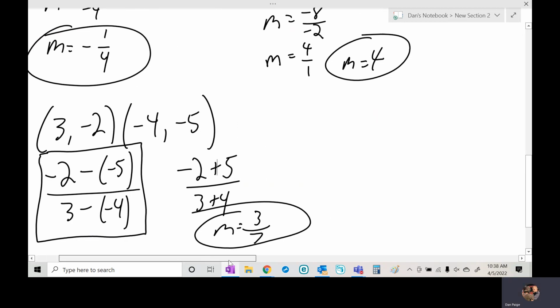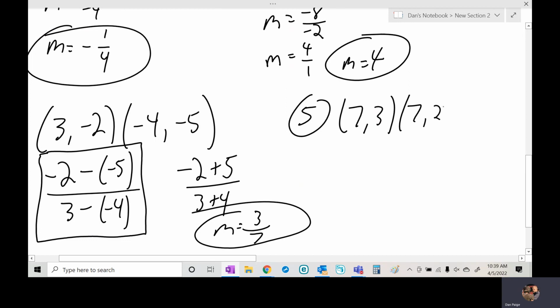All right, we got 2 more weird slopes. 7, 3 and 7, 2. All right, y minus y. What are the y's? 3 and 2. 3 minus 2 over the x's. What are the x's? 7 minus 7. 3 minus 2 is 1. 7 minus 7 is 0. 1 over 0. That doesn't make any sense.